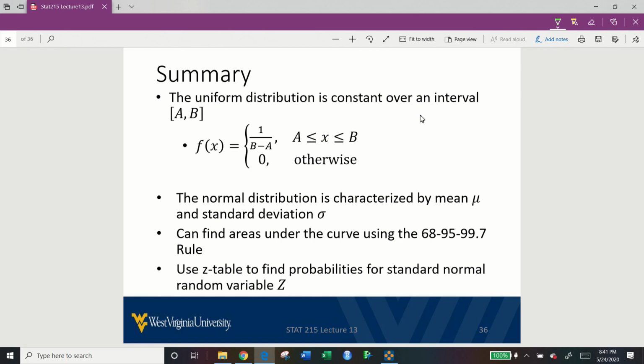We learned about the normal distribution and how it is characterized by its mean, mu, and standard deviation, sigma. We learned how we can find areas under the curve using the 68, 95, 99.7 rule. And the big thing we learned is how to use our z-table to find probabilities for the standard normal random variable z.